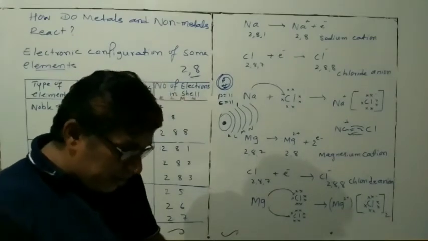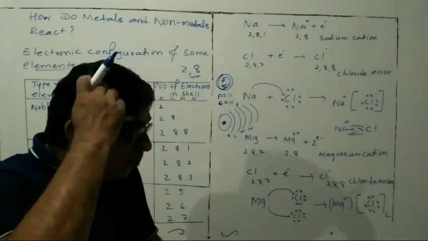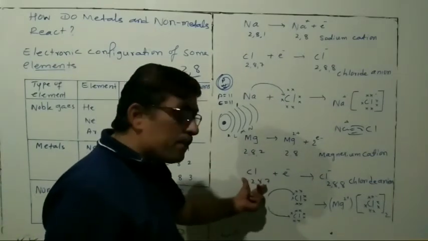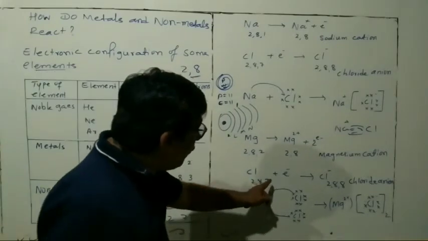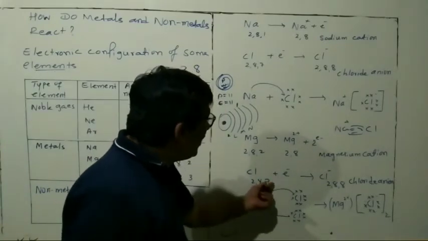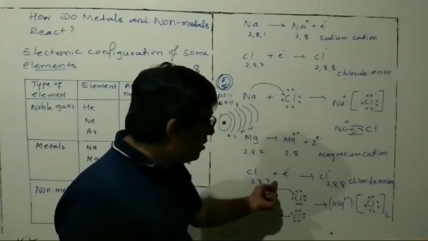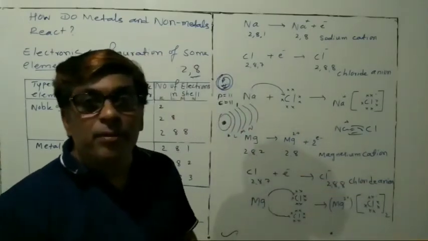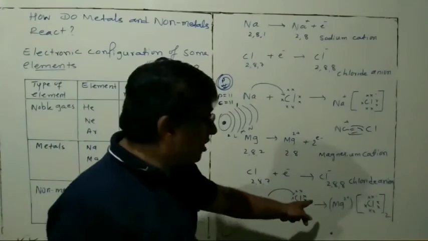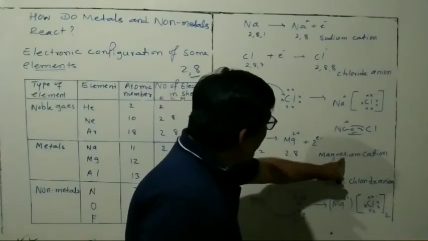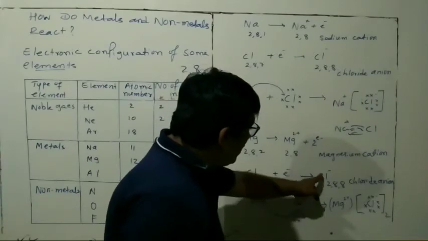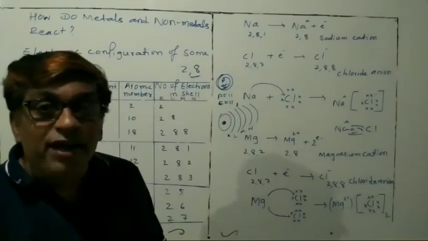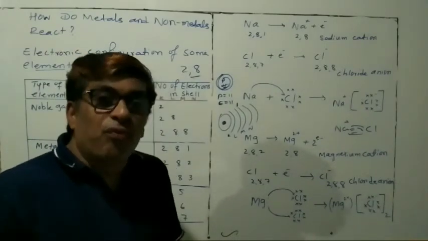And another part of the compound is chlorine. How do you know chlorine? Chlorine is 2, 8, 7, atomic number 17, and 1 electron is gained. So you have to write the charge here, and then it becomes 2, 8, 8, a chloride ion. Try to understand here, students: magnesium is a cation because it is positive, and chlorine is negative, so chloride anion you have to say.